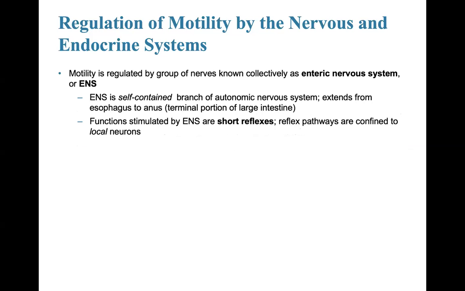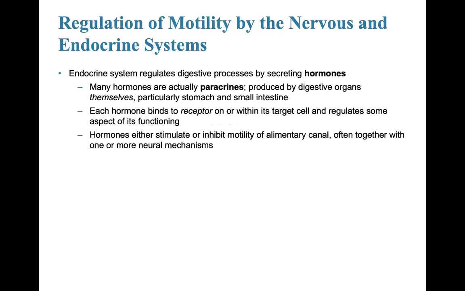Motility is also regulated by a group of nerves collectively referred to as the enteric nervous system. The enteric nervous system is self-contained, a branch of the autonomic nervous system, and it extends from the esophagus all the way through the entire GI tract to the anus, which is the terminal or end portion of the large intestines. The functions that are stimulated by the enteric nervous system are short reflexes. The reflex pathways are confined to the local neurons.